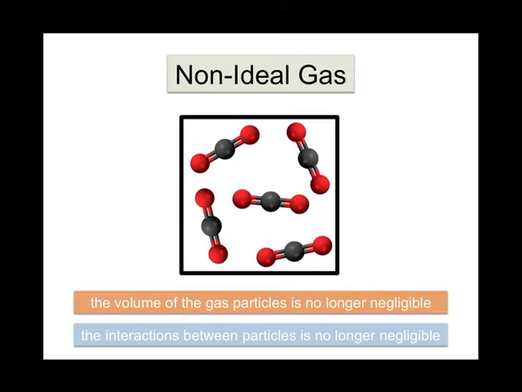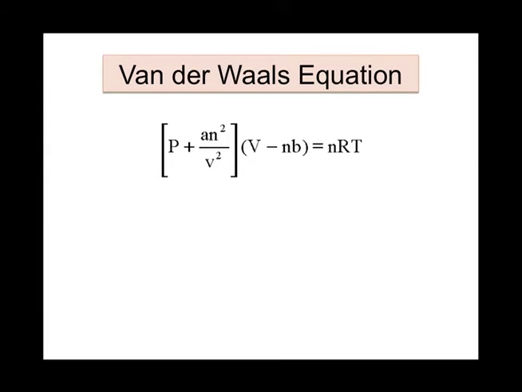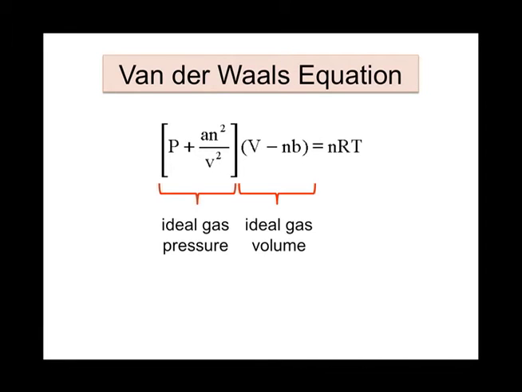We will need an equation with corrective factors that account for these two parameters the non-ideal gases display. That equation is the van der Waals equation. We can see that it is essentially a modification of the ideal gas law, PV equals nRT, but there are corrective factors for the two parameters in question. These two terms can be considered the ideal gas pressure and the ideal gas volume, because treating these terms as P and V would give us PV equals nRT.